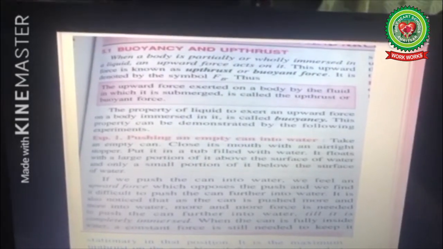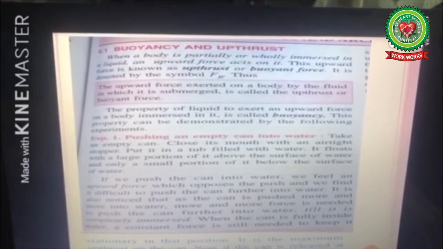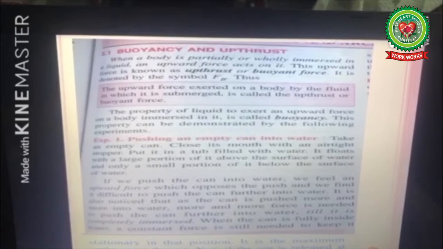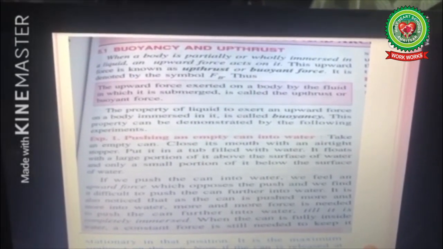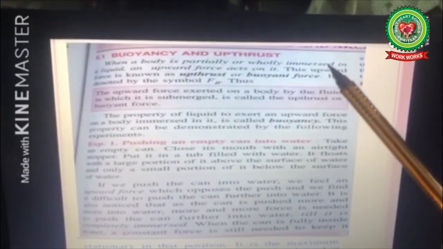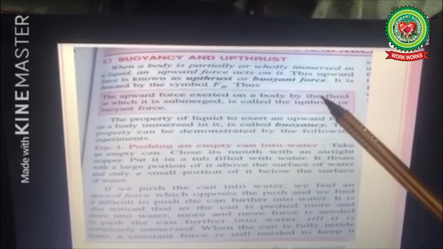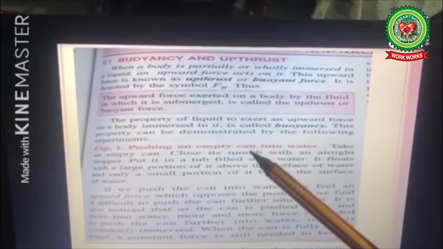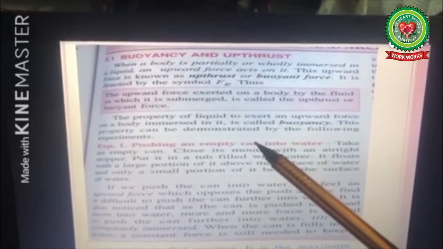Dear children, let us read the topic discussed today. The name of our topic is buoyancy and upthrust. When a body is partially or wholly immersed in a liquid, an upward force acts on it. This upward force is known as upthrust or buoyant force. It is denoted by the symbol FB. We have discussed buoyant force just now.